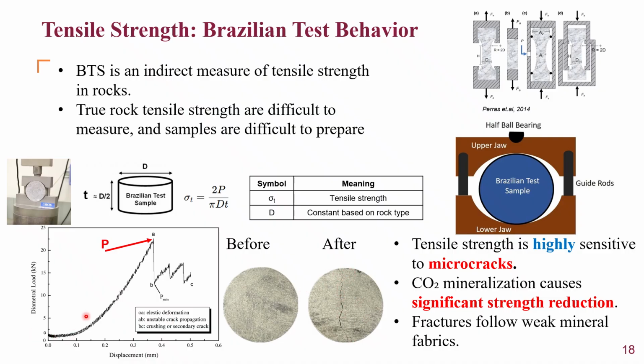Now the peak load or the peak force that caused the fracture is used to calculate the tensile strength or the tensile stress of the rock. The tensile strength of the rock is given as 2P over pi D T, where P is the peak load, D is the diameter, and T is the thickness of the rock, which is usually half of the diameter.